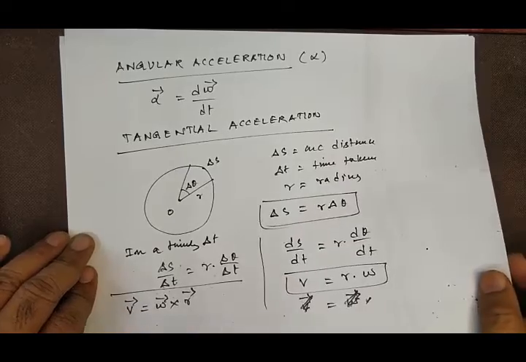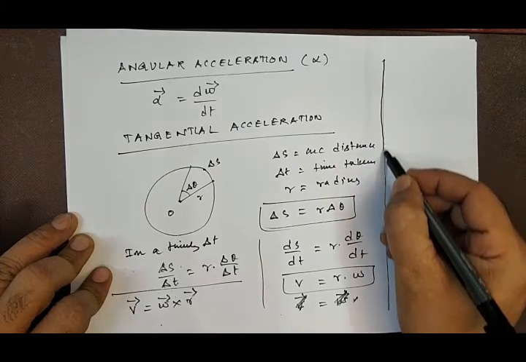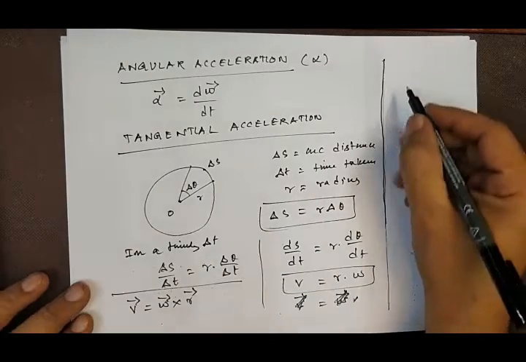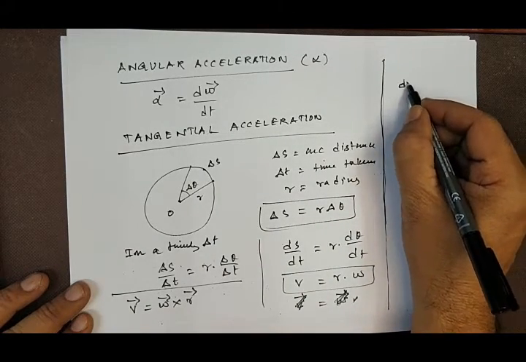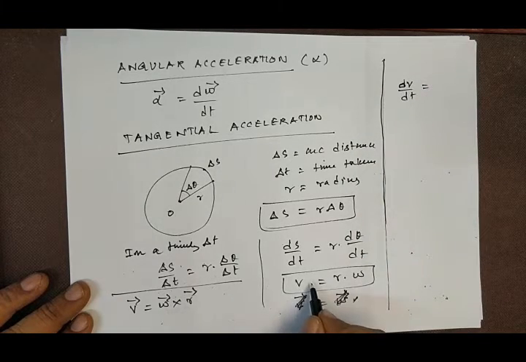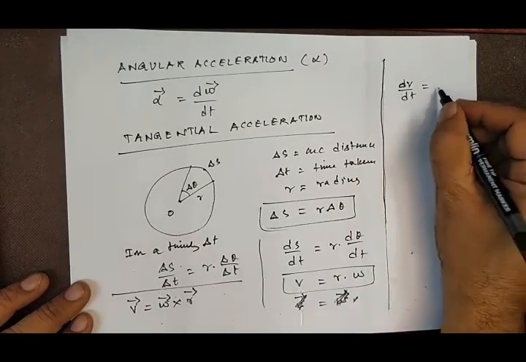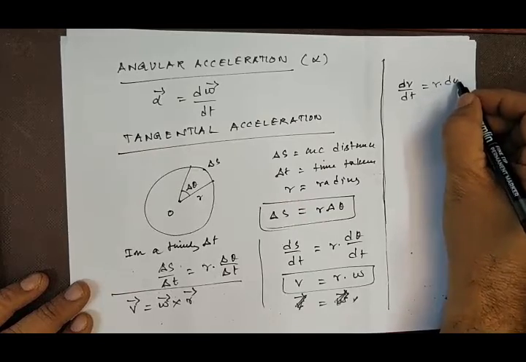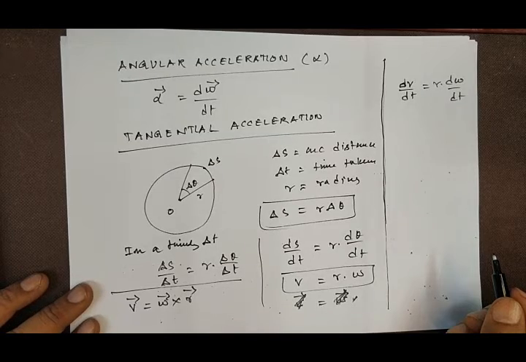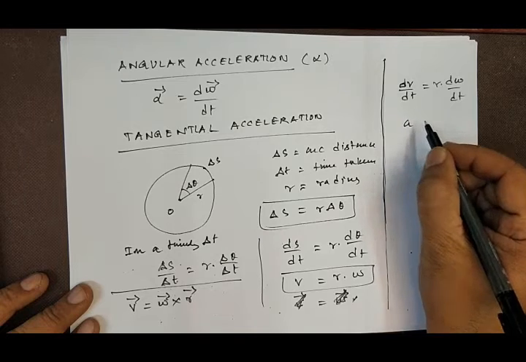Now, dv by dt, that we know. So, what is dv by dt? That is nothing but the change of velocity, so acceleration. Let us further build up from this. dv by dt is equal to r is constant but d omega by dt. So in that case, this dv by dt is nothing but acceleration a.